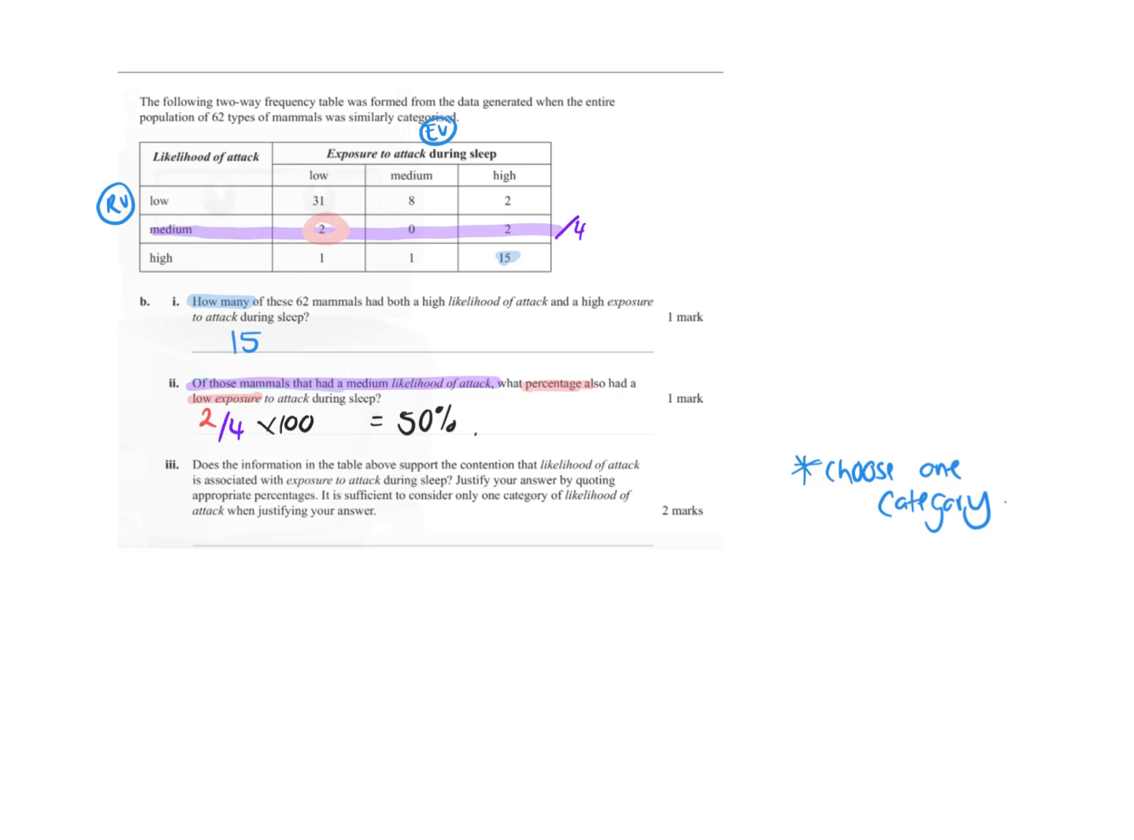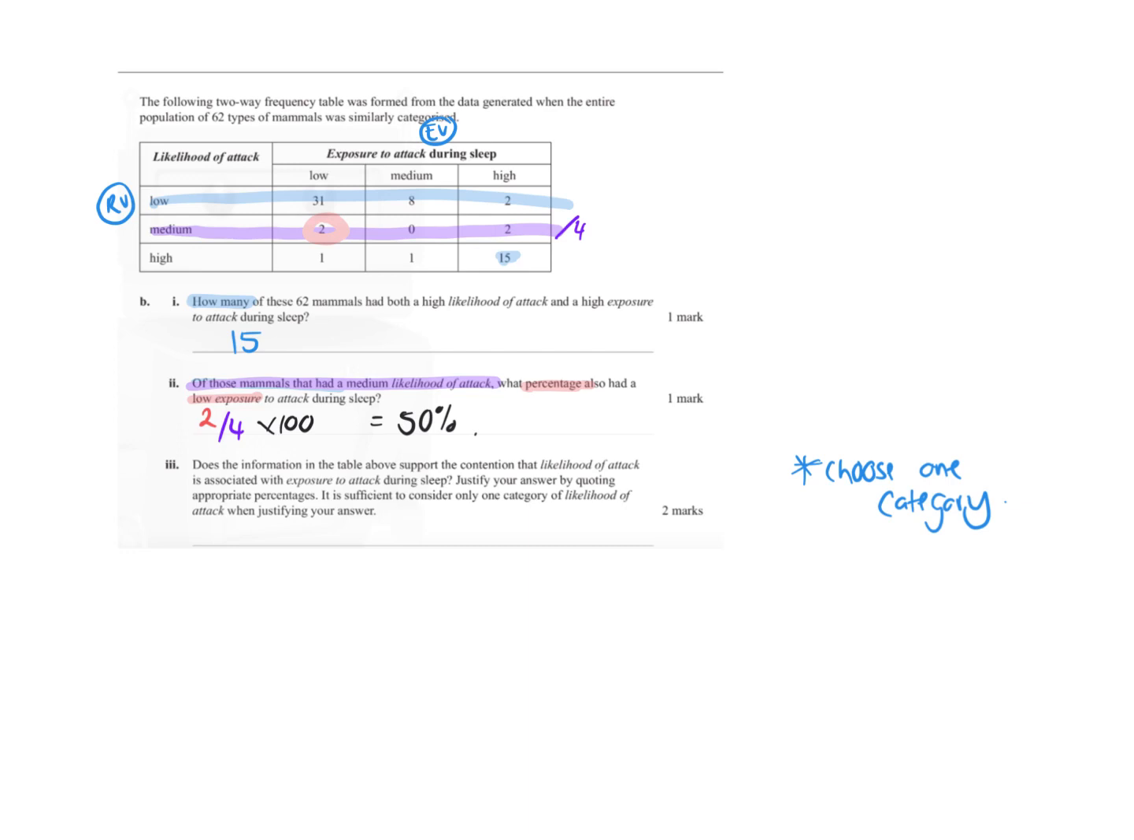So I'm going to choose this low one across here to comment on it, all right? And that's what they're saying when they said, first of all, they say justify quoting appropriate percentages. So I'm going to have to change them to percentages. And they're saying you don't have to show all of the categories. So I've picked the low category.